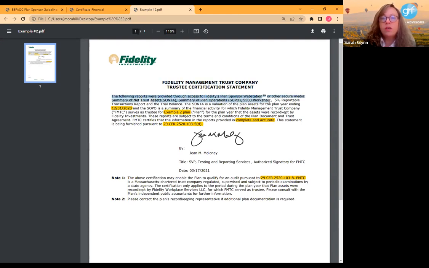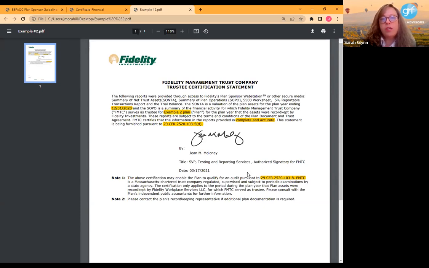Second question, is the certification signed by an authorized representative? Yep, the certification is signed. Also, the third question is answered as the certification states the reports are complete and accurate. And the fourth question, does the certification of the related reporting package include language that qualifies? Yep, we note that the certification was attached to the reports mentioned in the certification and includes the plan name and the period the plan covers.